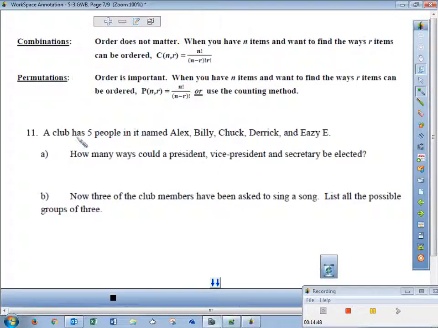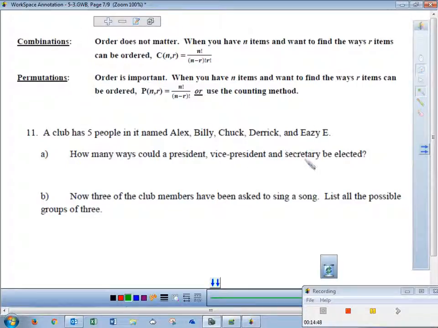All right, let's try again. A club has 5 people in it, A, B, C, D, and E again. How many ways could the president, vice president, and secretary be elected? So they don't ask us to list it all out. They just say how many ways. All we have to realize is, is it a permutation where order matters and we can use the counting method, or is it a combination where we have to use the formula?